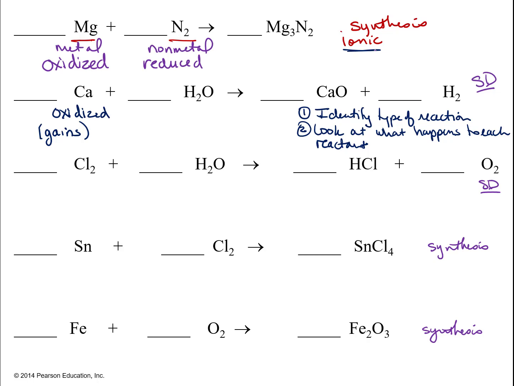So look at the reactant and look at what happens to it in the reaction. Do you see Ca becomes CaO? So I say, oh, it gains oxygen. If it gains oxygen, that means that it's oxidized. So then if I look at H2O, it loses its oxygen and becomes H2. So I see that it is reduced, because the hydrogen of H2O loses its oxygen.